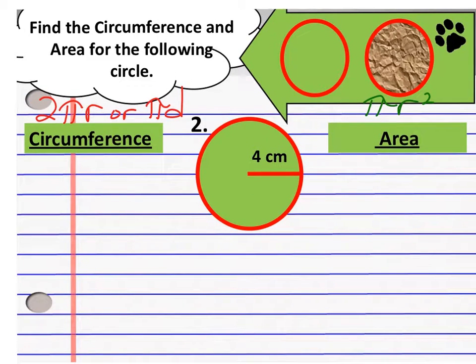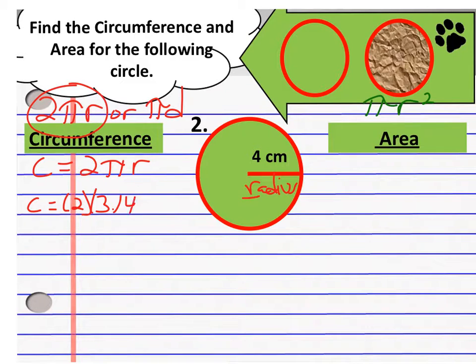Okay, again, we are looking at our object, and again, they have labeled the radius, so let's go ahead and write the word radius on there so we remember. And we know radius obviously starts with an R, so we're going to be using this formula again. Circumference equals 2 pi r. Let's fill it in: 2 times 3.14 times the radius of 4.